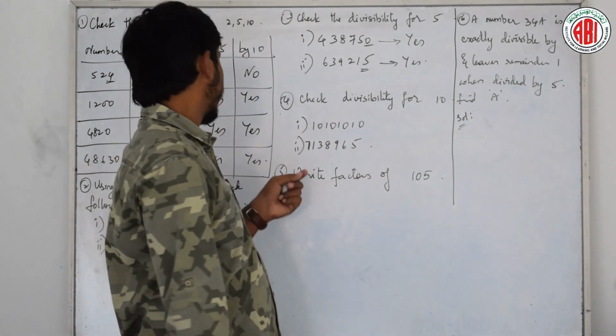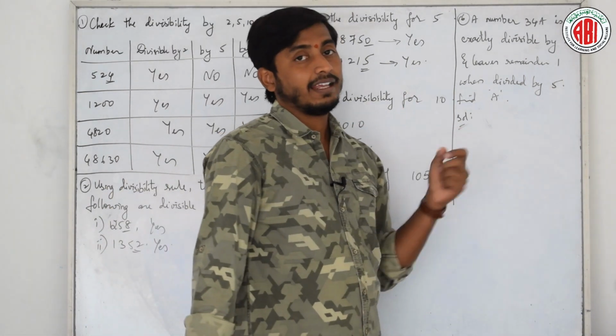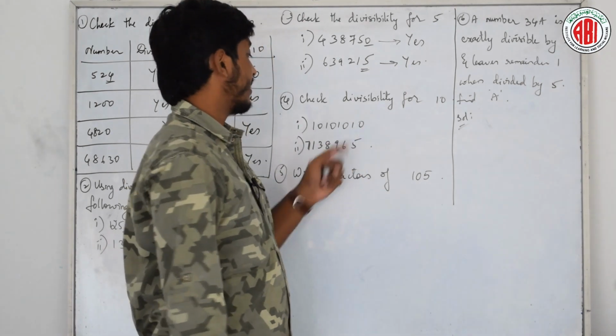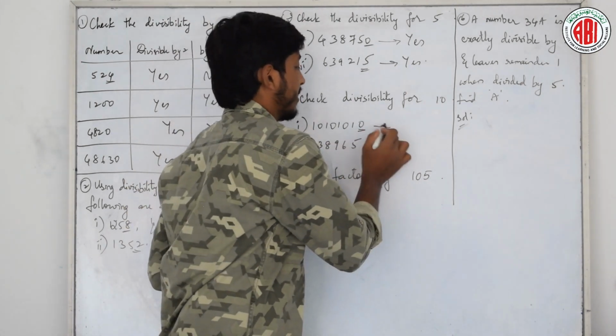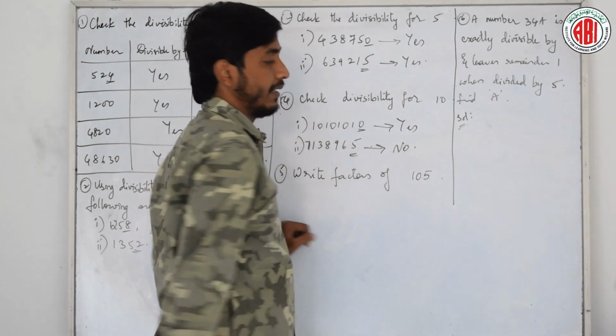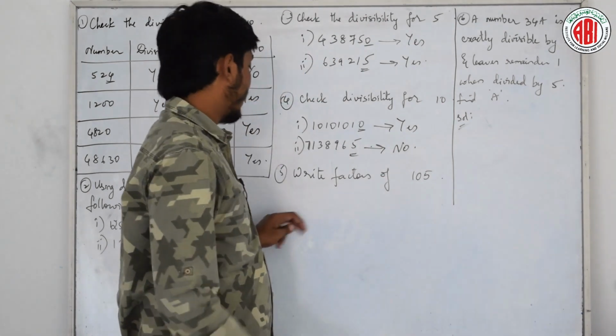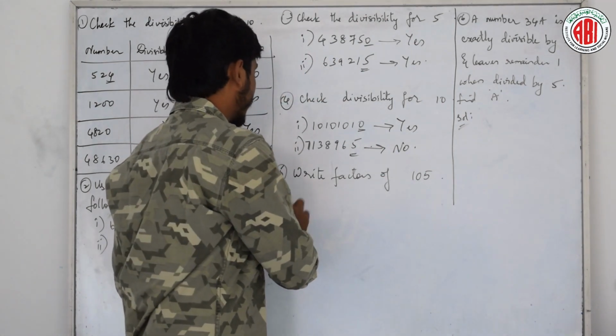Next, he is asking us to check the divisibility for 10. Simple rule. What is it? The ones digit must be 0. Yes, it is. What about here? No, it is not divisible. Is it clear? Fine.